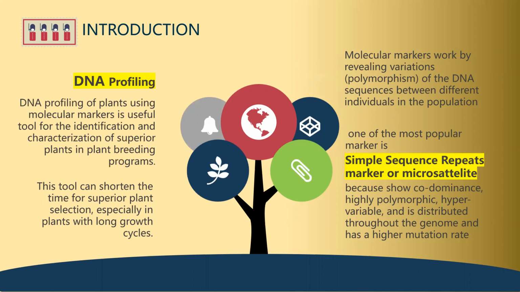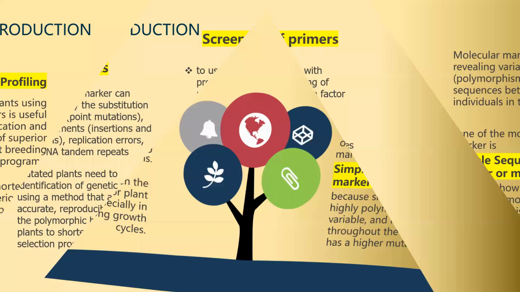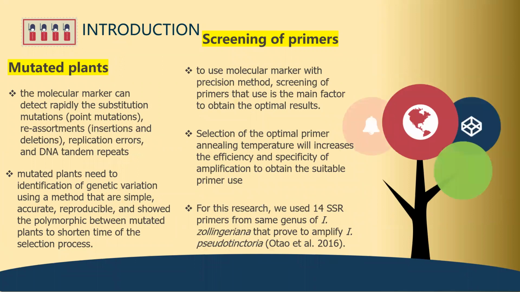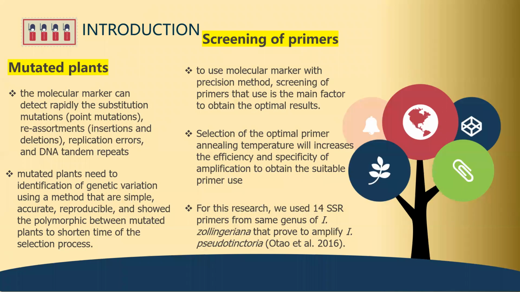Why? Because it shows codominance, is highly polymorphic and hypervariable, is distributed throughout the genome, and has a higher mutation rate. The molecular marker can rapidly detect substitution or point mutations, reassociation, insertion and deletion, replication error, and DNA tandem repeats. Mutated plants need identification of genetic variation using a method that is simple, accurate, reproducible, and shows polymorphism between mutated plants to shorten the selection process.